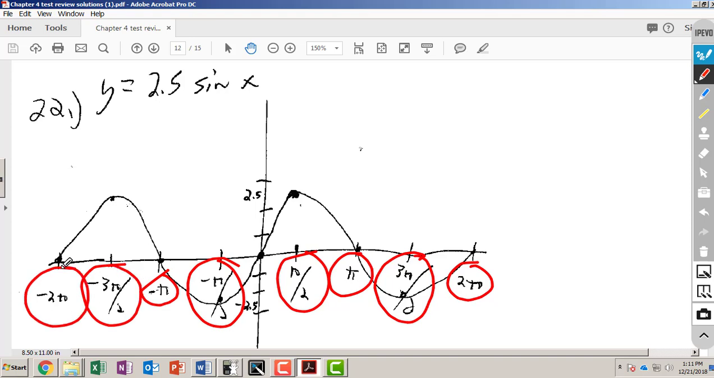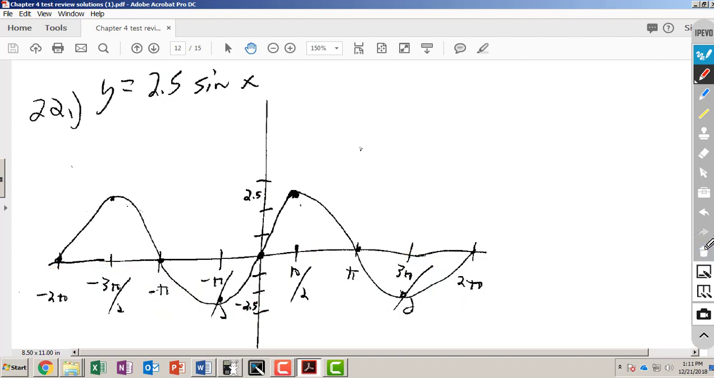And I check the amplitude. So this amplitude is at 2.5. So that means it's going to oscillate between 2.5 and negative 2.5. So now that I've done that, I just put in my pattern for my sine. It starts at 0, 0, goes up 2.5, back to 0, down to negative 2.5. And again, just following that pattern on the negative side. And once you're done, just fill it in, and that would be your graph of y equals 2.5 sine of x.